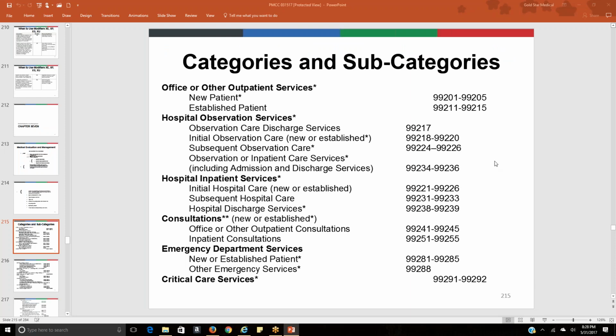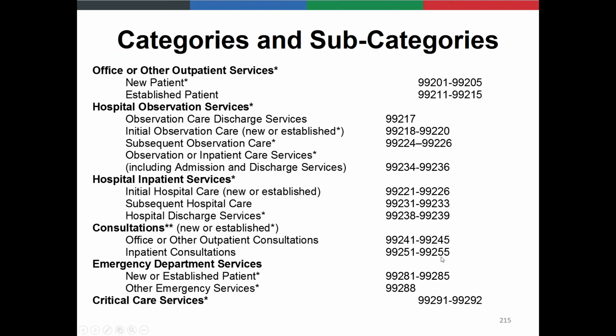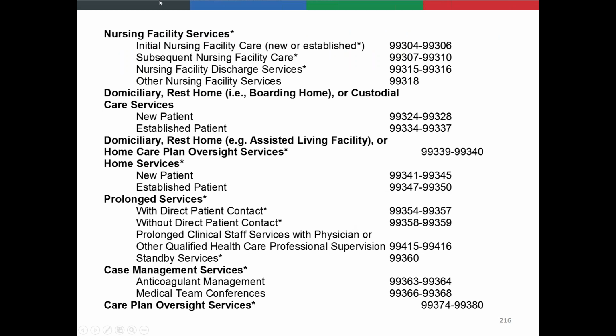All right, so we're back talking about categories and subcategories of E&M codes. As you'll see, evaluation and management services can be performed in any setting. They can be performed in a doctor's office, which are the office or other outpatient services. They can be performed under hospital observation services, hospital inpatient services. They can be simply consultations, emergency department services, critical care services. Let me get back on my slide. Nursing facility services, domiciliary rest home.